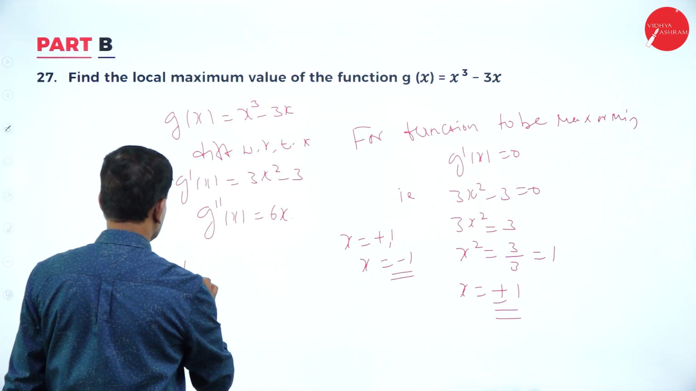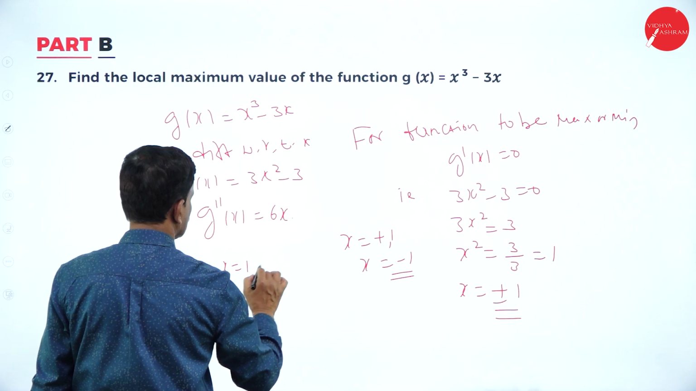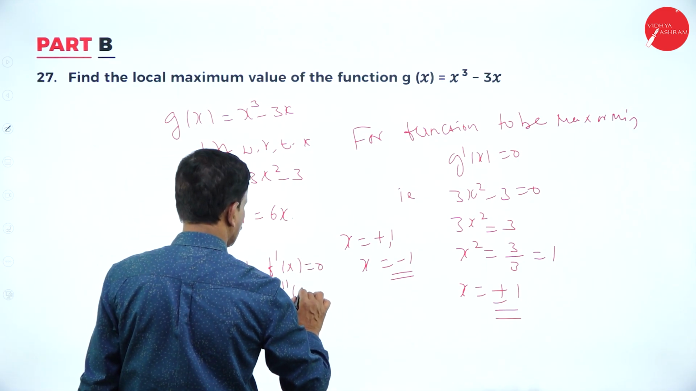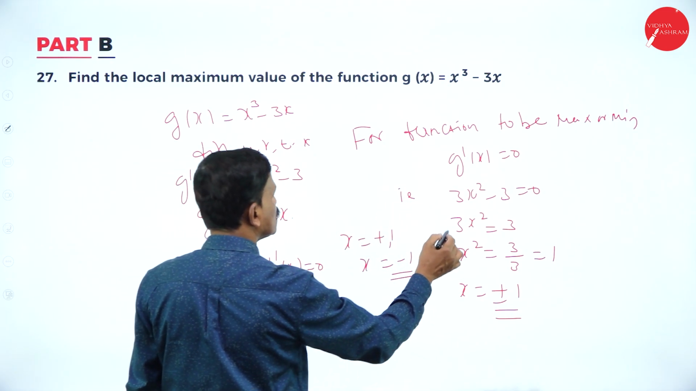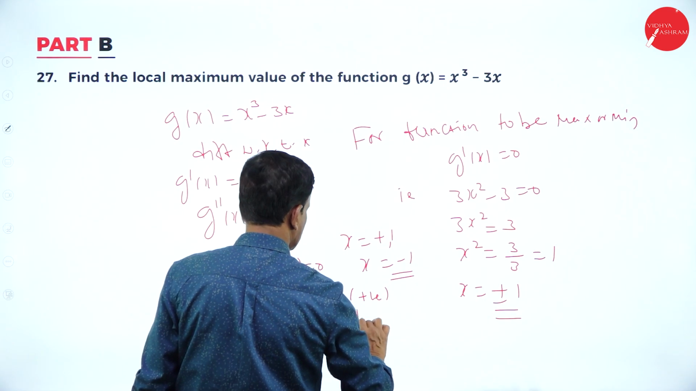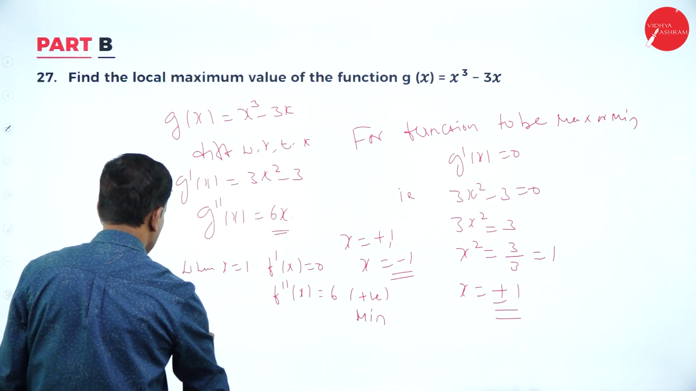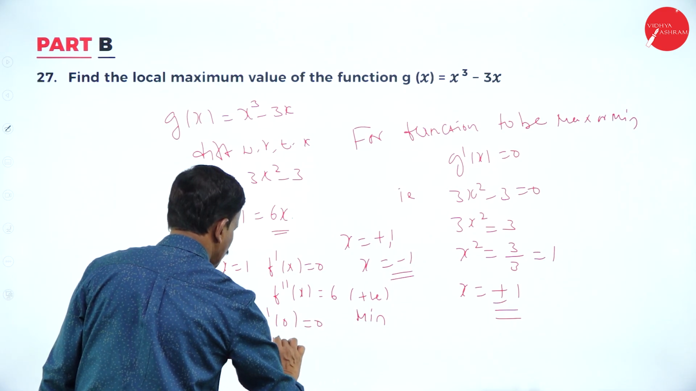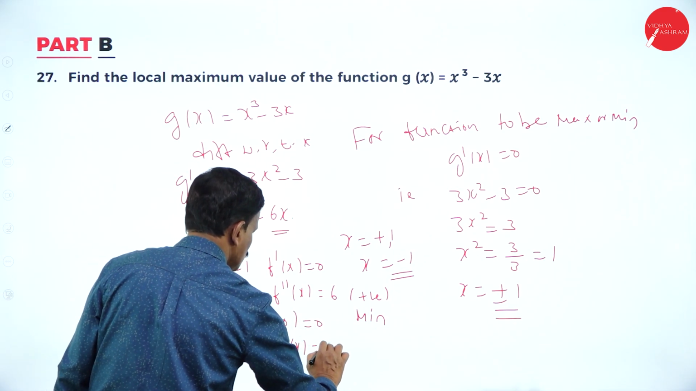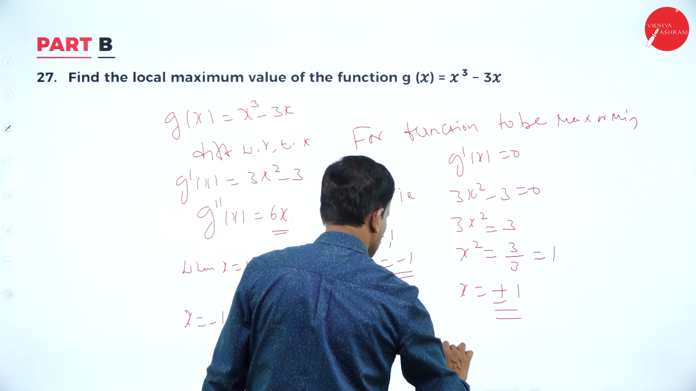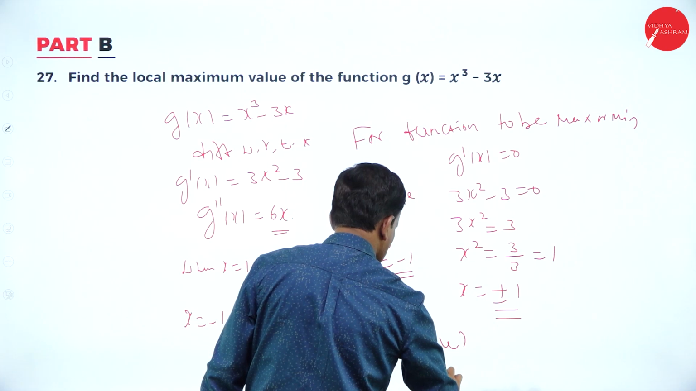So when x is equal to 1, f dash x is 0, and f double dash of x is 6 into 1, which is 6, positive. The function is minimum. Now when x is equal to minus 1, f dash x is 0, and f double dash x is equal to 6 into minus 1, which is minus 6. It is negative, which means the function is maximum.